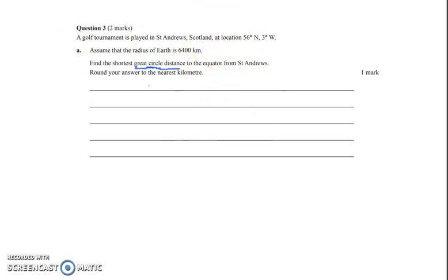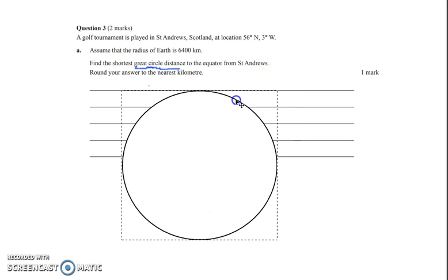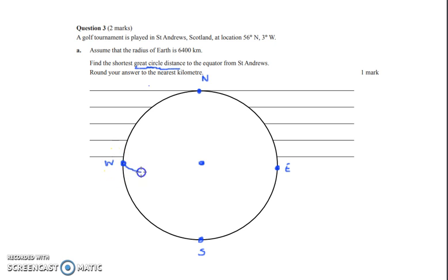Whenever you get a question talking about the radius, where you have to find arc lengths and longitudes and latitudes, my recommendation is to draw yourself a circle and then place in the north, the south, the east, and the west on that circle, and the center. By doing this, we can then put the equator on the circle and just turn this into a spherical 3D object.